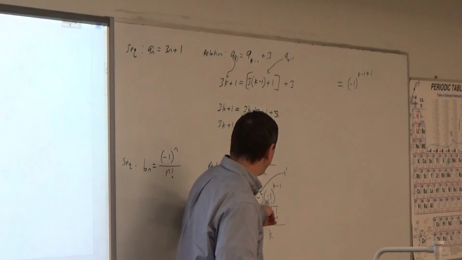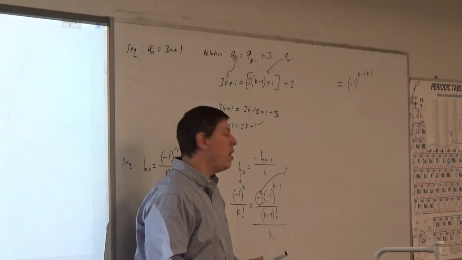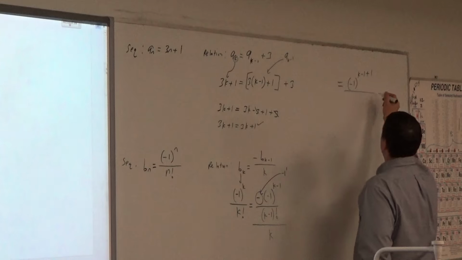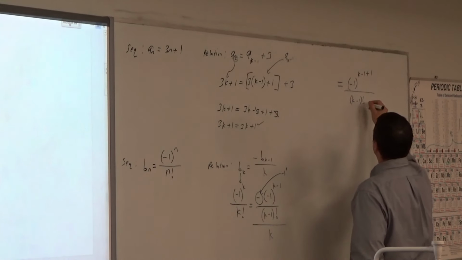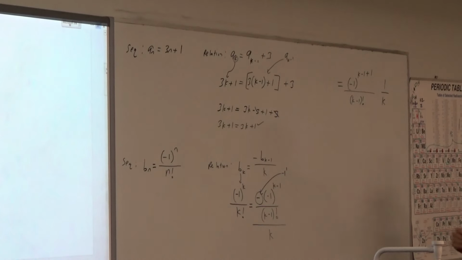What about this denominator down here? So, Frank? Just multiply it by the reciprocal. Yeah, because if you multiply by the reciprocal, this would be k minus 1 factorial times the reciprocal of k, which is 1 over k. Is that what you meant, sir? Yes. Nice.